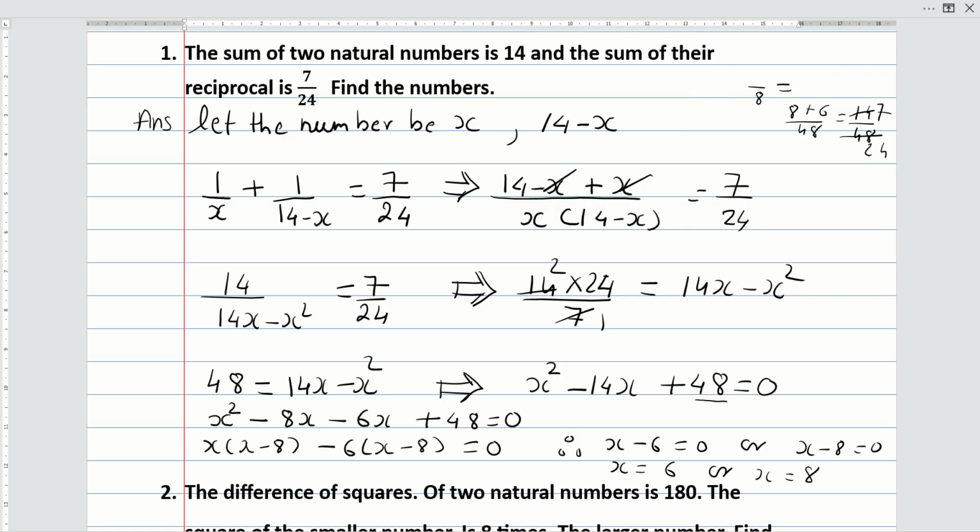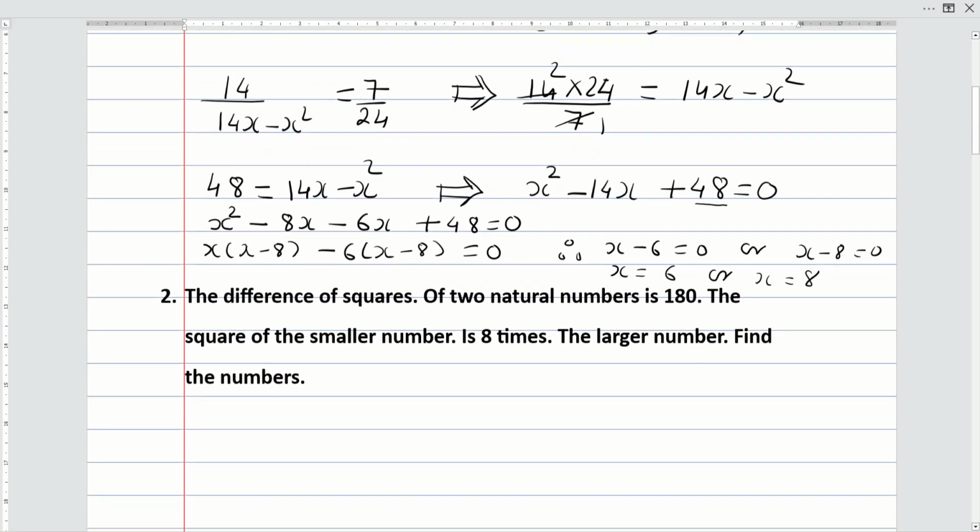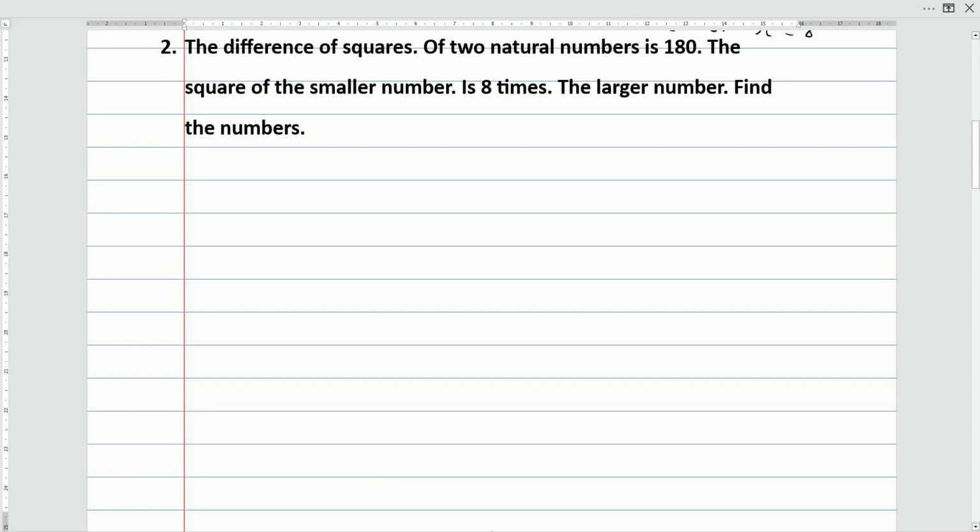So the required numbers are 6 and 8. I hope you understood. This sum was a simple sum. Now let us take a little difficult one. There's nothing like a difficult one, students. You need to understand the language of maths and just convert it into the mathematical expression.